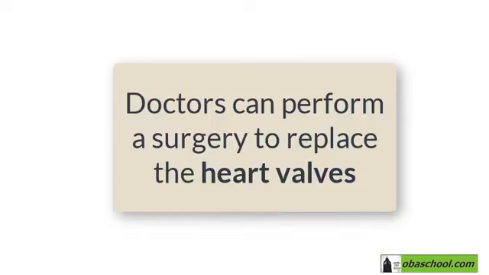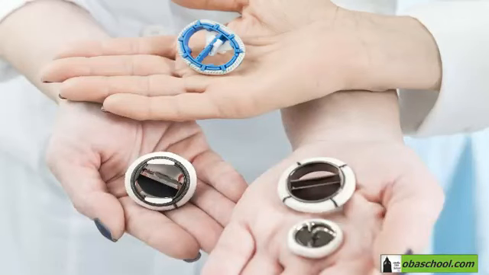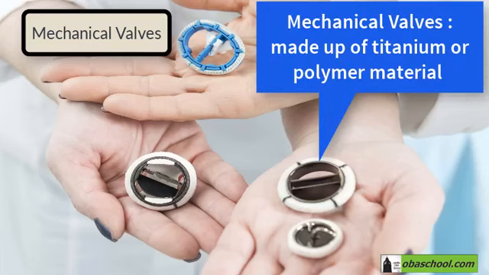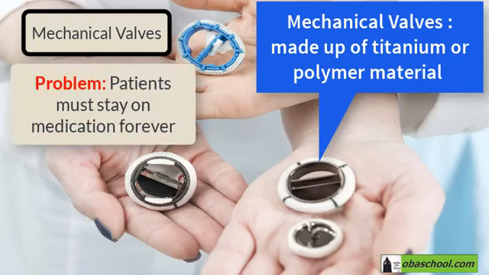Doctors can perform surgery to replace the heart valves. They can replace them with mechanical valves, which are made up of materials like titanium and polymers. But the problem with mechanical valves is that patients are on medication for the rest of their lives to prevent the blood from clotting around the valves.